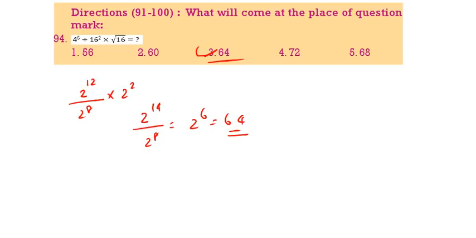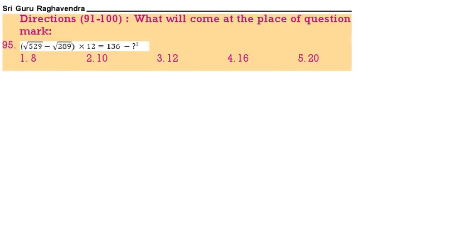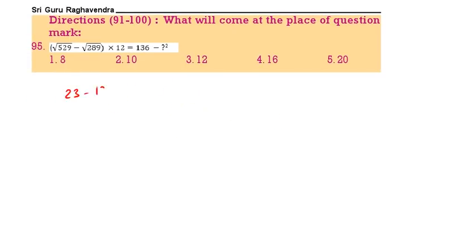Next question 95. See 95 question. Root of 529, that is 23 minus 17, that is equal to 6. 6 into 12 is 72. 72 is equal to 136 minus x square. X square is 64. X value 8. 1 is the correct answer.